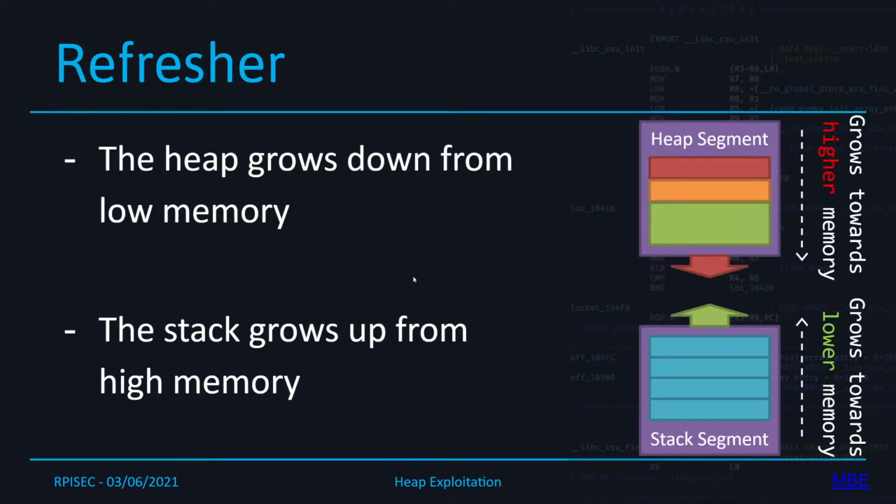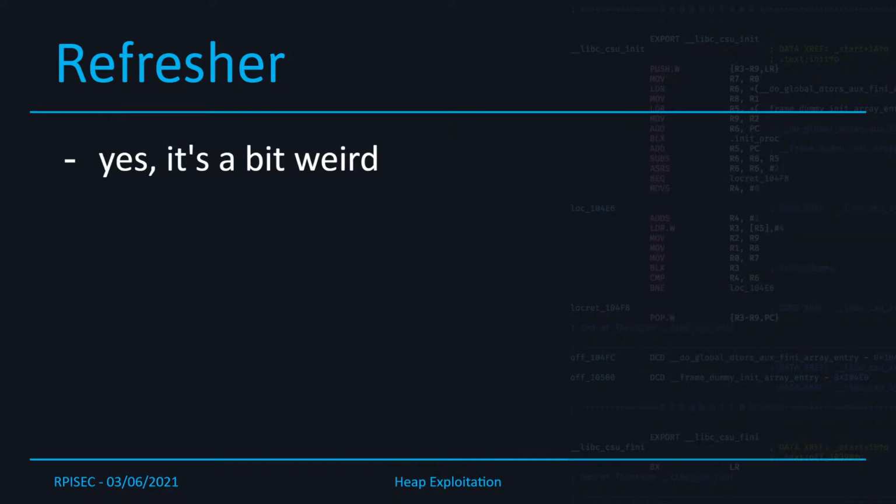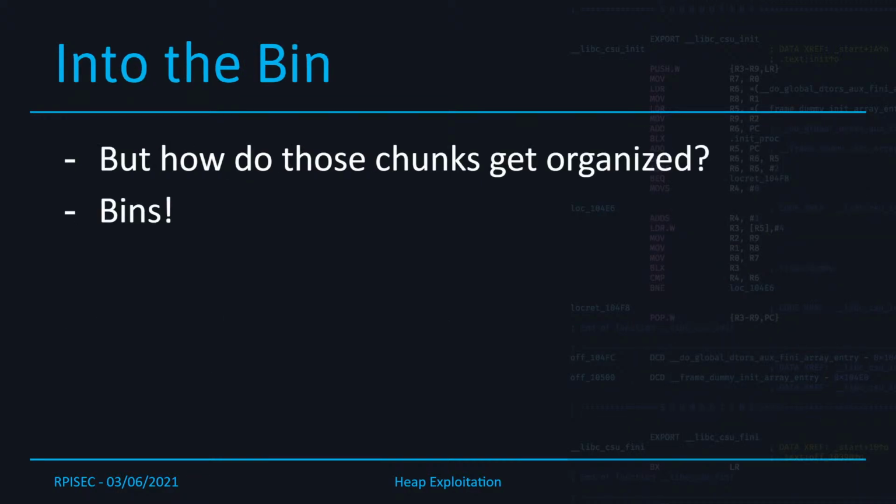Just as a quick reminder, the heap grows down from low memory, because we say that memory goes from low at the top to high at the bottom. And the stack grows up from high memory, so toward lower memory addresses. It's a bit weird. But one thing to keep in mind is that when you see a pointer that's 6 digits, that's probably on the heap. When you see 0x7fffff, that's on the stack. That will become really important in just a few minutes.